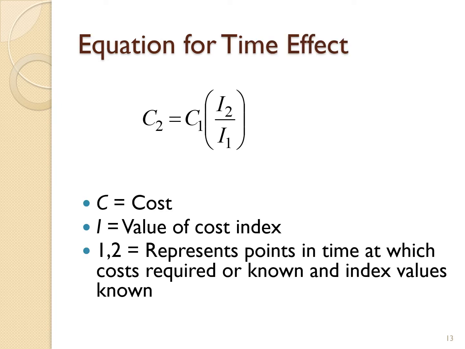Okay, so the equation for the time effect, we have C2 is equal to C1 times I2 over I1. C2 is the new cost. C1 is the previous cost from the previous year. I2 is the index for the current year. I1 is for the previous year.